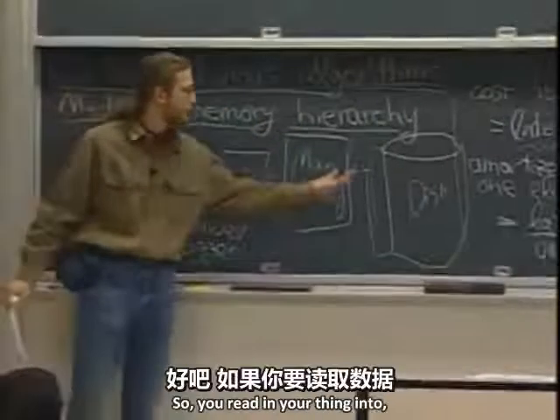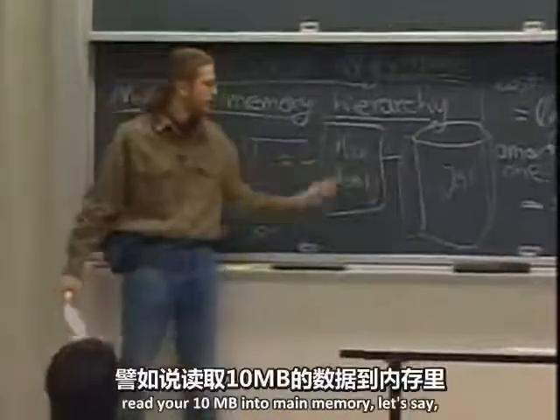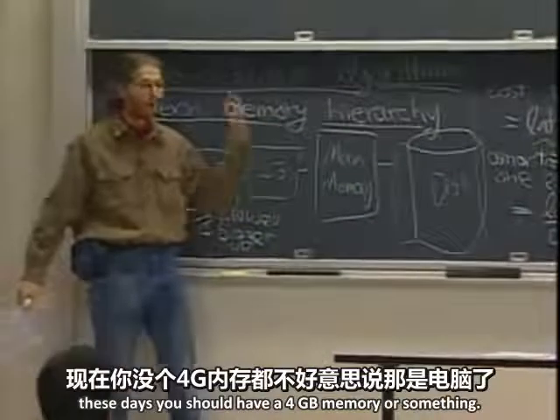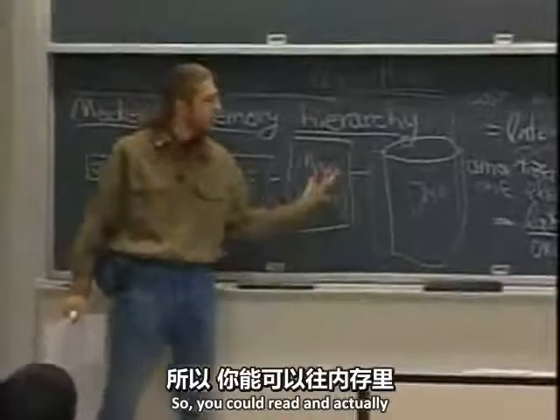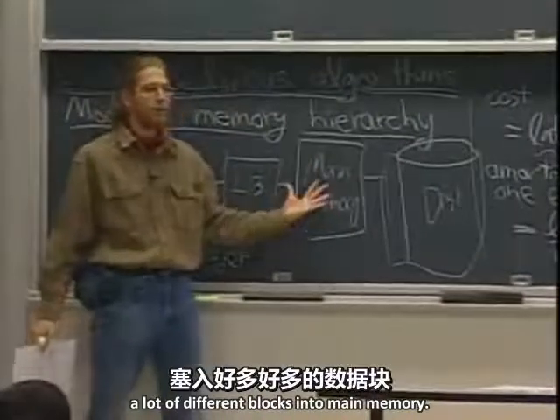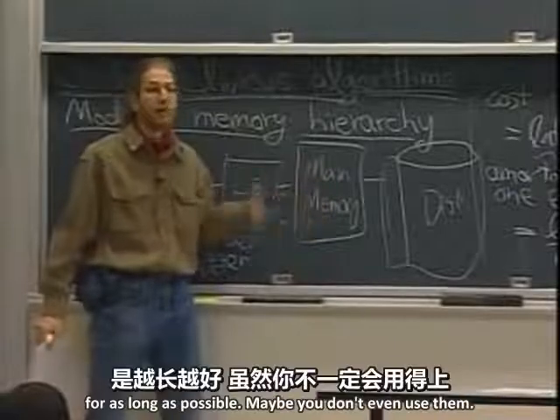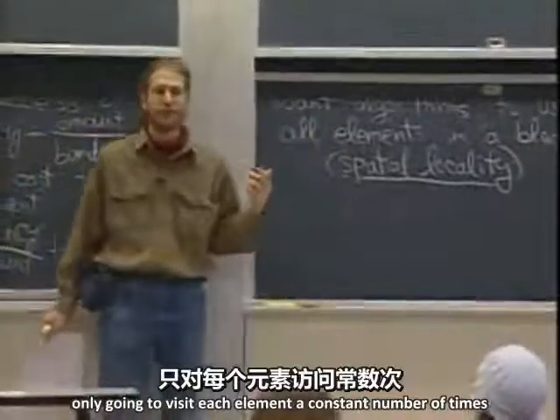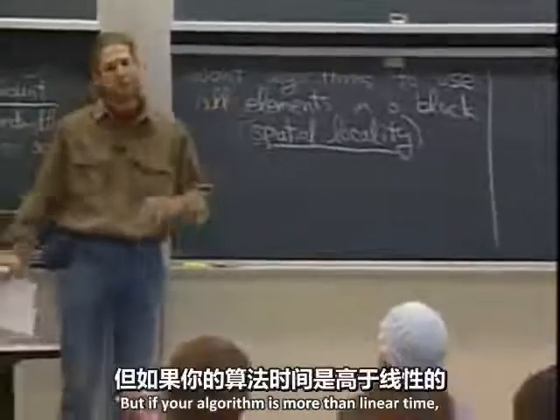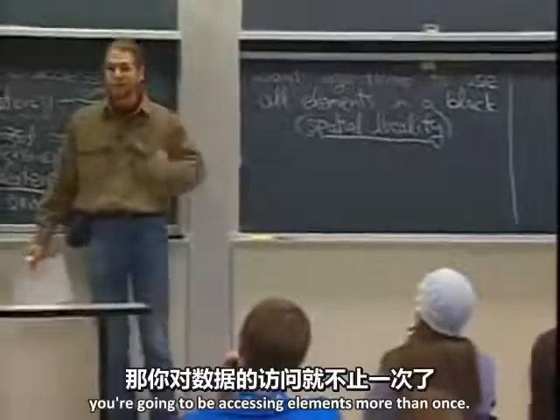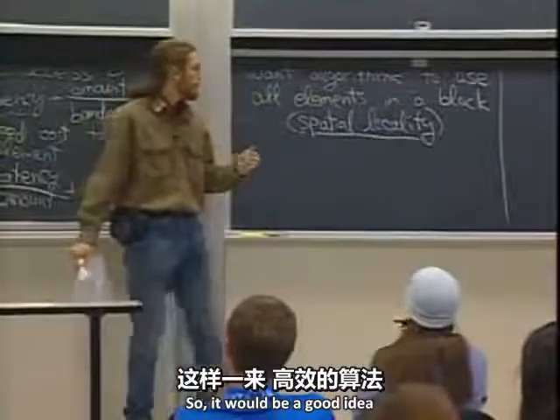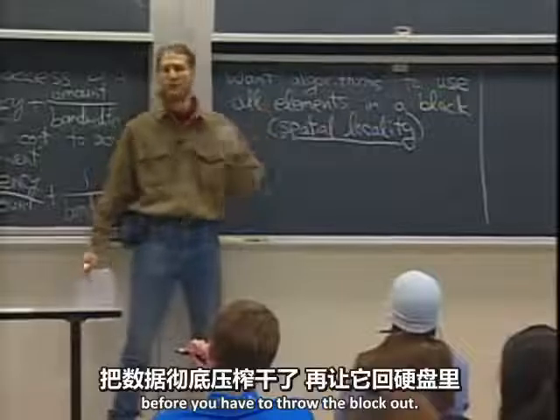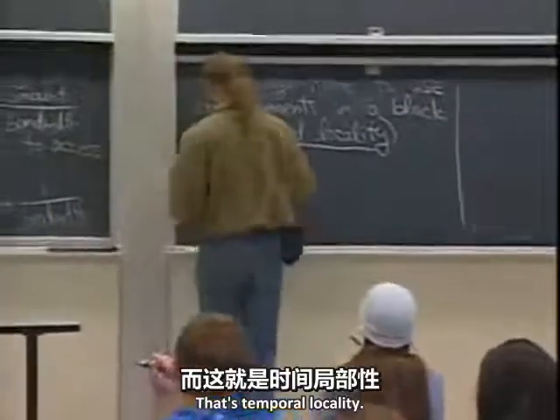There's another issue, though. You read your 10 megabytes into main memory, let's say. And your memory is at least, these days you should have a 4 gigabyte memory or something. So you can read in actually a lot of different blocks into main memory. What you'd like is that you can use those blocks for as long as possible. If you have a linear time algorithm, you're probably only going to visit each element a constant number of times, so this is enough. But if your algorithm is more than linear time, you're going to be accessing elements more than once. So it would be a good idea not only to use all the elements in the block, but use them as many times as you can before you have to throw the block out. And that's temporal locality.